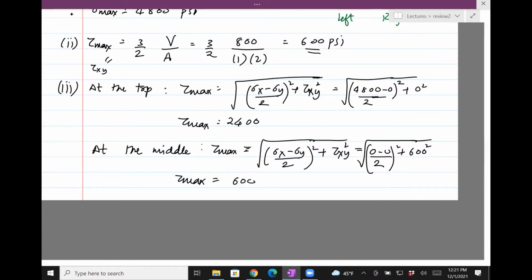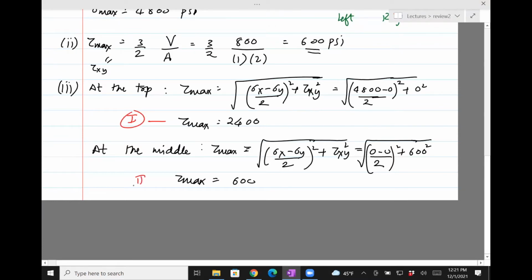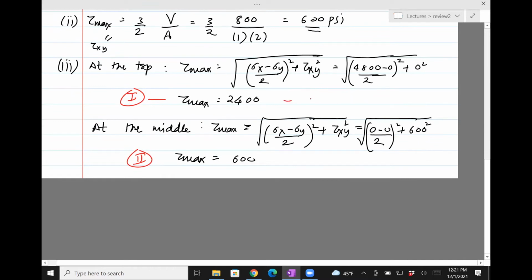And so from, let's call that 1 and 2, this is the maximum shear stress. And it occurs at the top and not at the middle. Yeah, so that was the part which students in the second exam did poorly on. The other thing was a single student who got this right.